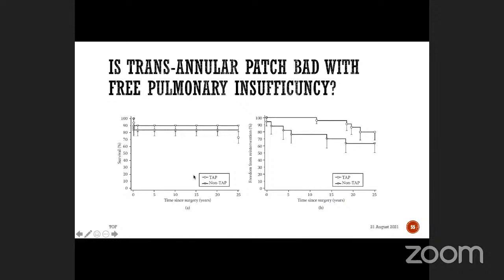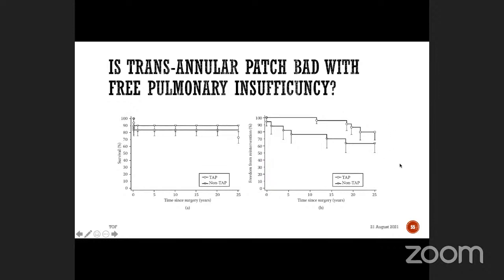So for survival, no, they are almost equal. So there is no increase in mortality or anything. The problem usually is the risk of reintervention. So if you have a valve sparing versus transannular patch, your risk of reintervention is much higher in the transannular patch group versus the valve sparing.